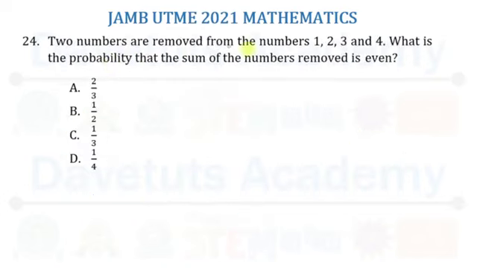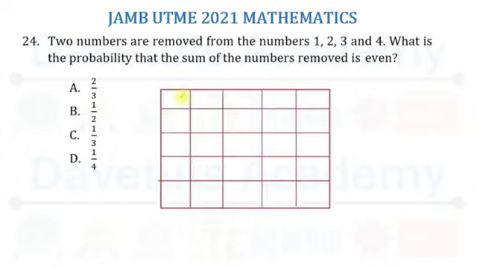We're told that two numbers were removed from the numbers 1, 2, 3, and 4, and we are to find the probability that the sum of the numbers removed is even. This is a classical question on probability, and we have the numbers. We're having the sum, okay, and here we're having those numbers as 1, 2, 3, 4. Again, 1, 2, 3, 4, right? So we are looking at cases in which the sum will be even.